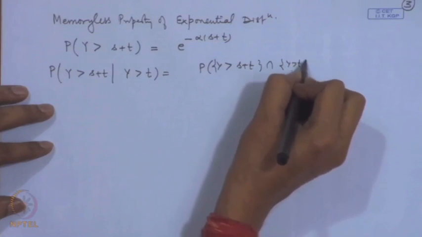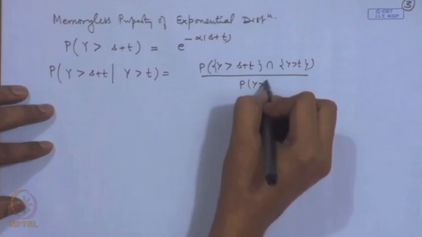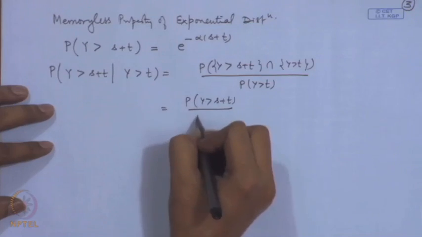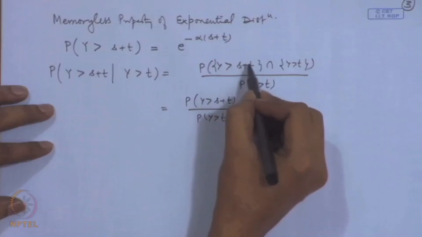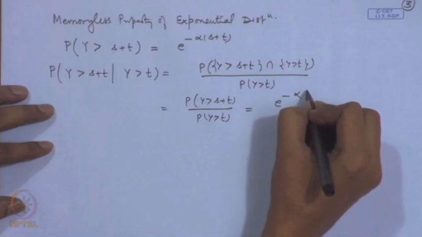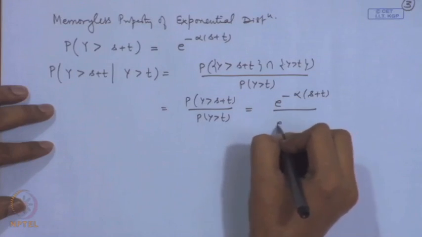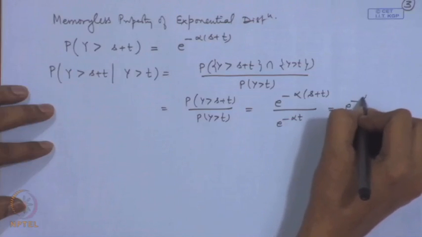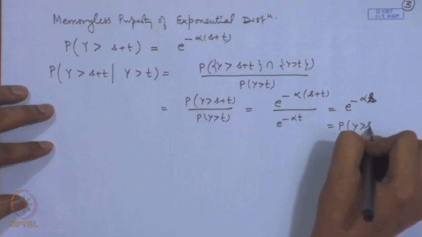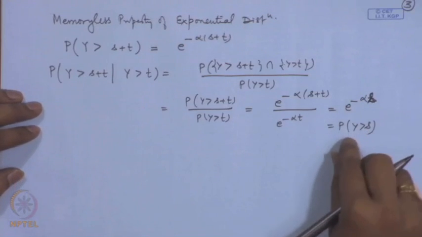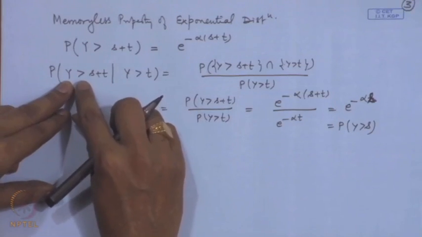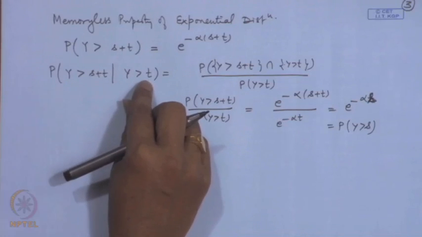intersection y greater than t divided by probability y greater than t, that is equal to probability of y greater than s plus t divided by probability y greater than t, because in the numerator this event is a subset of this event. Now, according to the formula that we have, it will be equal to e to the power minus alpha (s plus t) divided by e to the power minus alpha t, that is equal to e to the power minus alpha s. Now, this is nothing but probability of y greater than s. So, what we have proved? That probability of y greater than s is the same as probability of y greater than s plus t given y is greater than t.